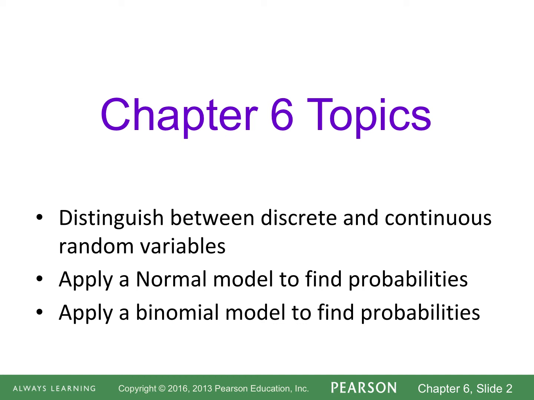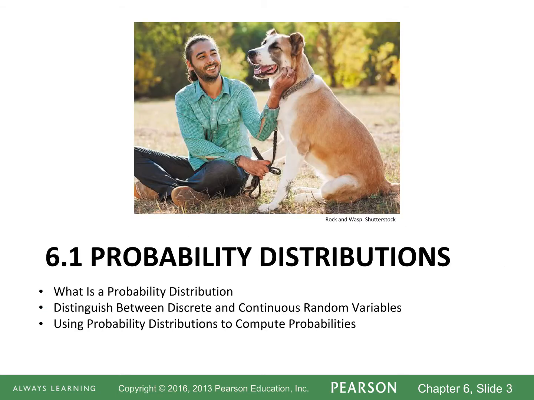In Chapter 6, we're going to distinguish between discrete and continuous random variables, which is section 6.1. And we're also going to apply a normal model to find probabilities, which is 6.2. And 6.3 is to apply a binomial model to find probabilities. But we're actually going to skip 6.3 and only focus on 6.1 and 6.2.